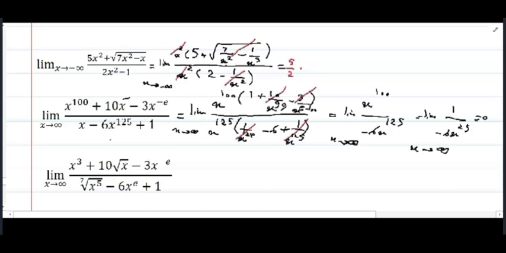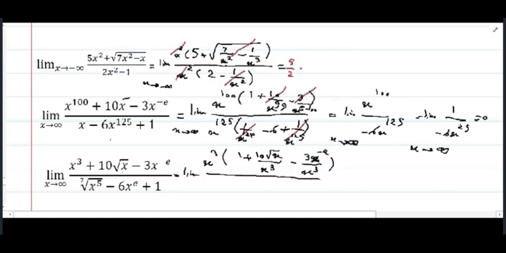The last one is this limit. If I want to get the largest degree, here consider x^3, so I will factorize from x^3 and reach 1 plus 10 radical x over x^3 minus 3 e^(-x) over x^3, divided by, here the largest degree is x^(5/7) and here x^e, where e is approximately 2.7, so it's x^e, x^(5/7) over x^e, minus 6 plus 1 over x^e, when x approaches positive infinity.